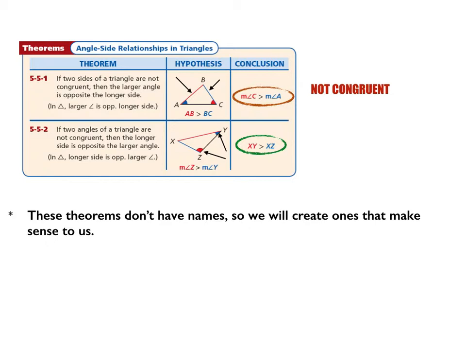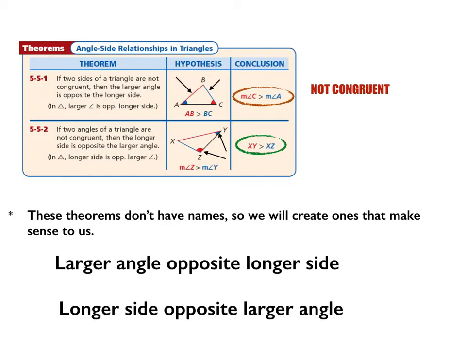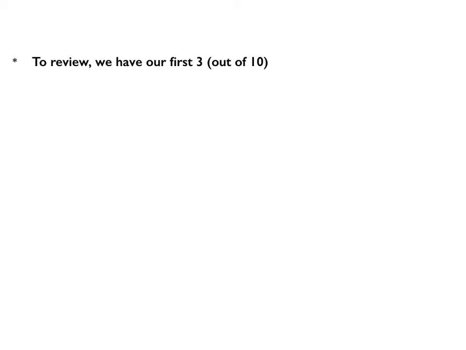Now, these theorems don't have names, so we're going to create ones that make sense to us, and this is how we will refer to them. The first one: larger angle opposite longer side. The second one: longer side opposite larger angle.